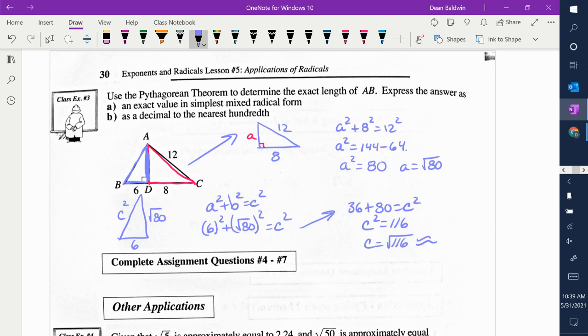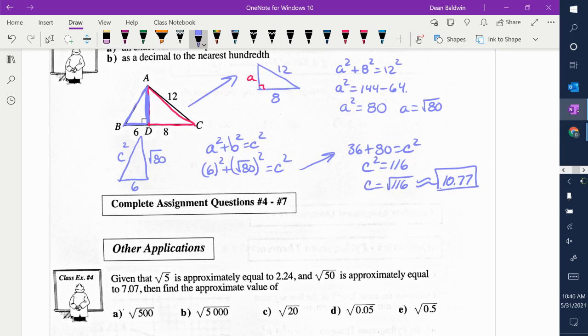Approximately 10.77. Okay, that's the rounding off. If I ask for the exact value, which I will, go, Mr. Battle. All right, so break up the 116, 4 and 29. 29 doesn't break up, so it's 2 root 29.